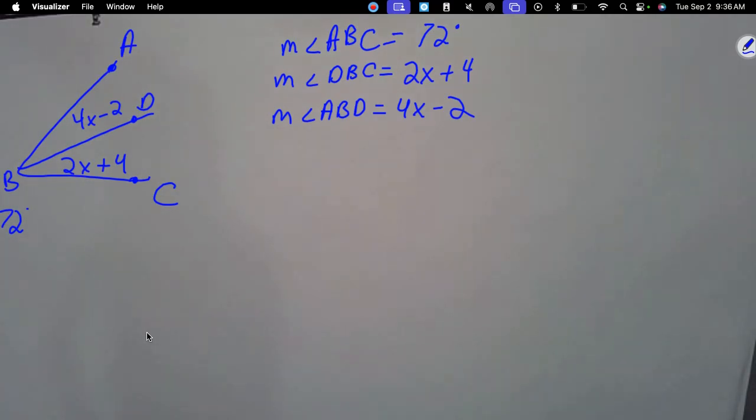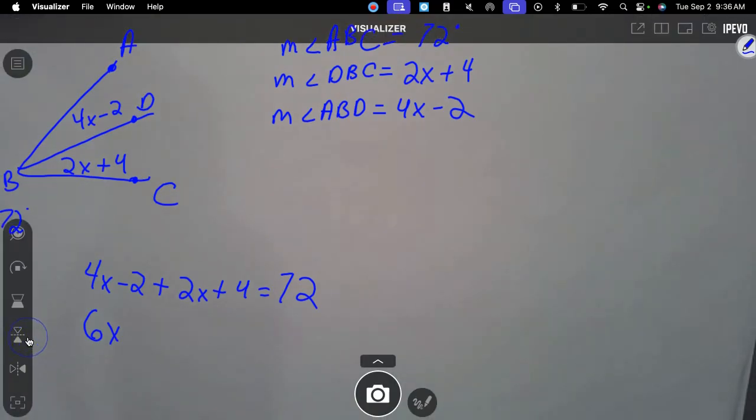It told me the top angle, it told me the bottom angle, and it told me the whole thing. That was all in my problem. So I'm going to do the top angle plus the bottom angle, and it equals how much? 72. Now we're going to find x and find the measure of each angle. So what's 4x plus 2x? 6x. And what's negative 2 plus 4? 2.